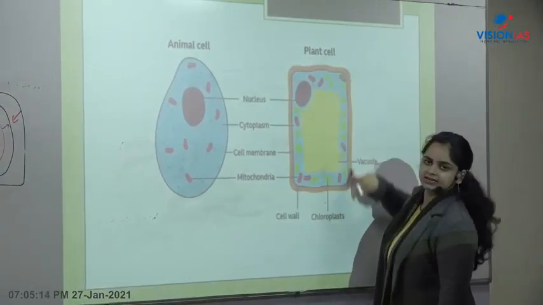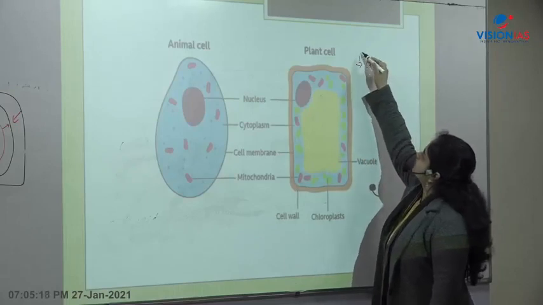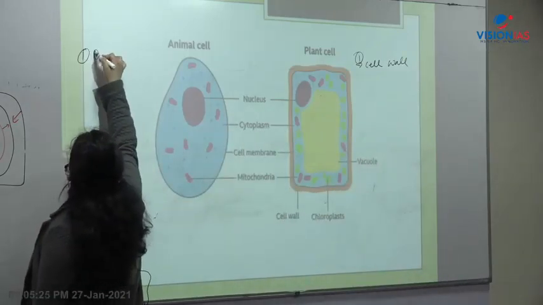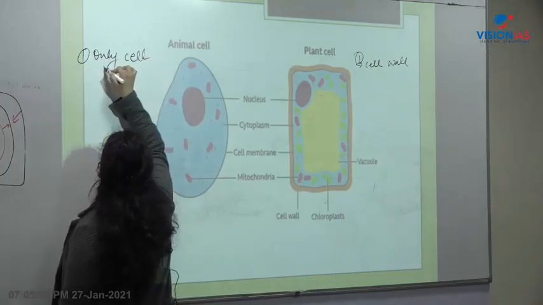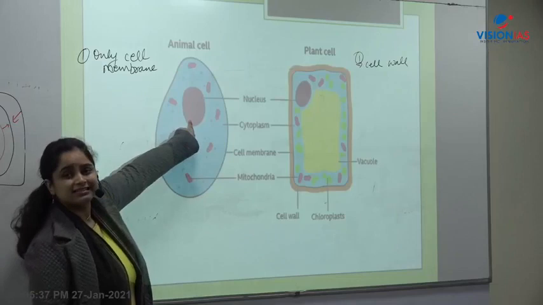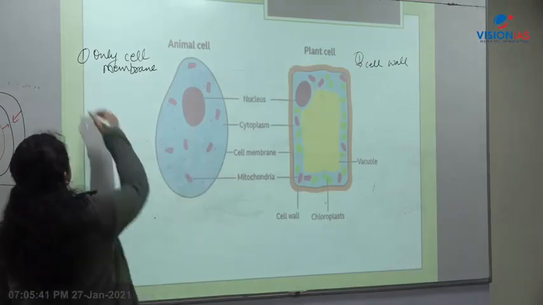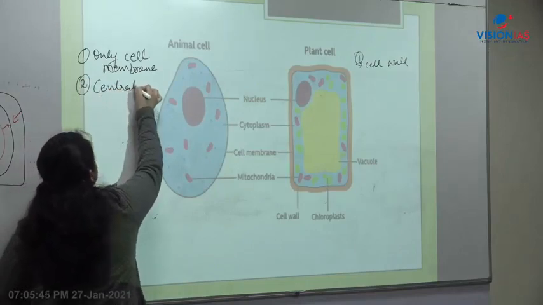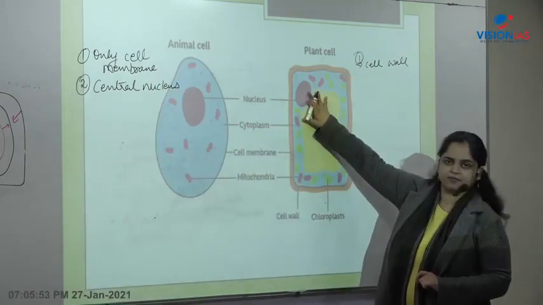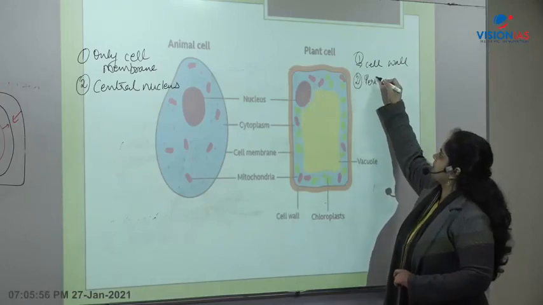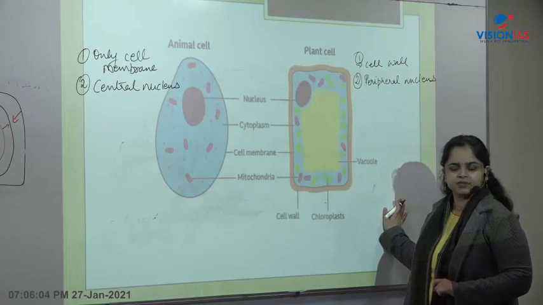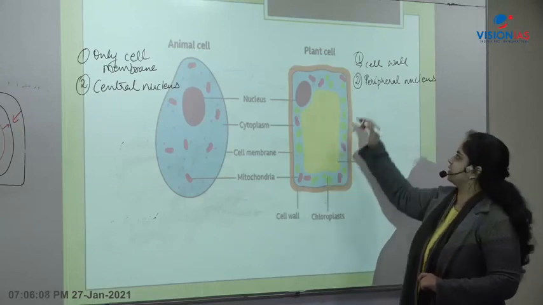Plant cell, it contains a cell wall, right? Animal cell, only cell membrane. Animal cell, central position of nucleus. Whereas in plants, it is pushed to the periphery, you can see here. Peripheral nucleus. Why? Because of the large vacuole. So this will be your third point.